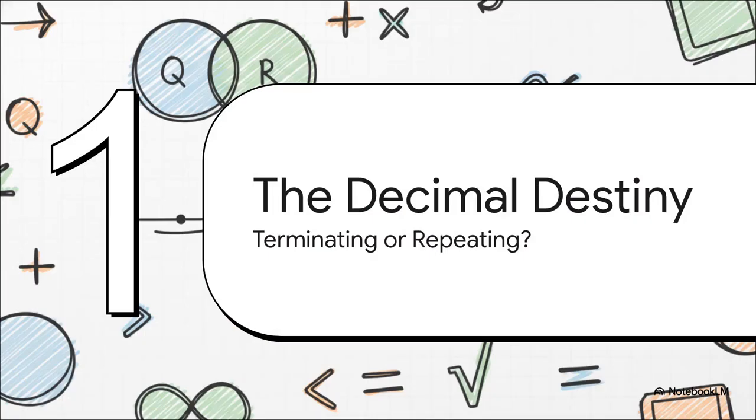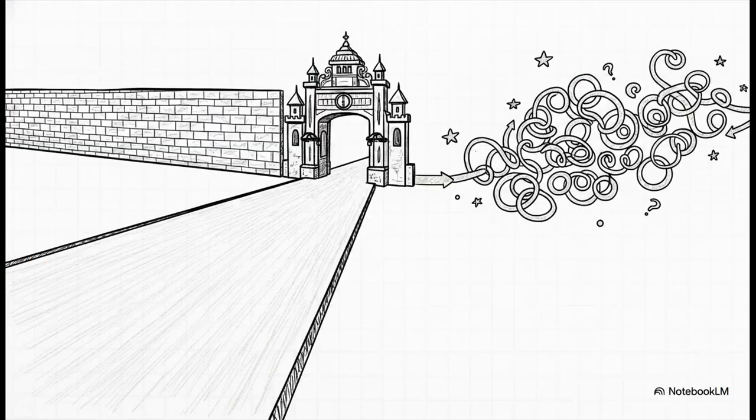proof. Finally, Section 5, the decimal destiny. The absolute crucial point for determining a fraction's decimal destiny is this exact formula: 2 to the power of n times 5 to the power of m. When you break a denominator down to its prime DNA, this specific combination of 2's and 5's is the ultimate gatekeeper for whether a decimal will cleanly terminate or repeat forever.